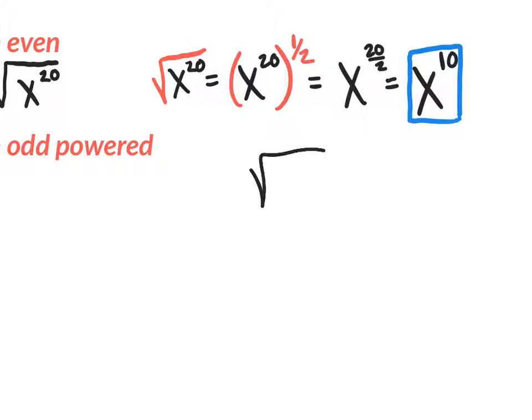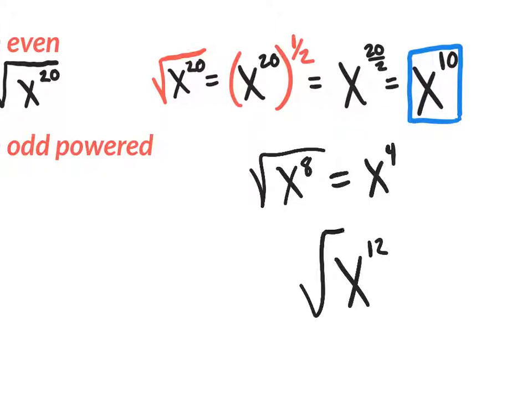So for example, how about x to the 8th? What's the answer there? Square root of x to the 8th. What's the answer? X to the 4th. Come on, guys. Help me out here. How about x to the 12th? Square root of x to the 12th. That's x to the 6th.